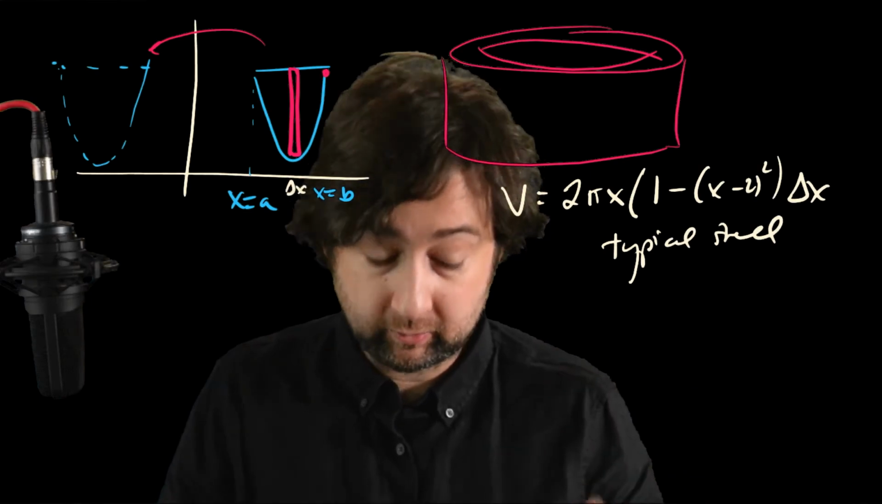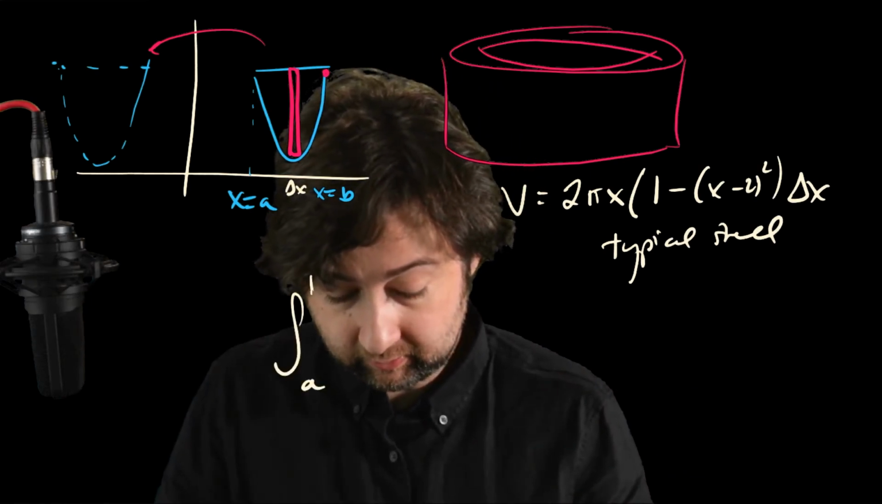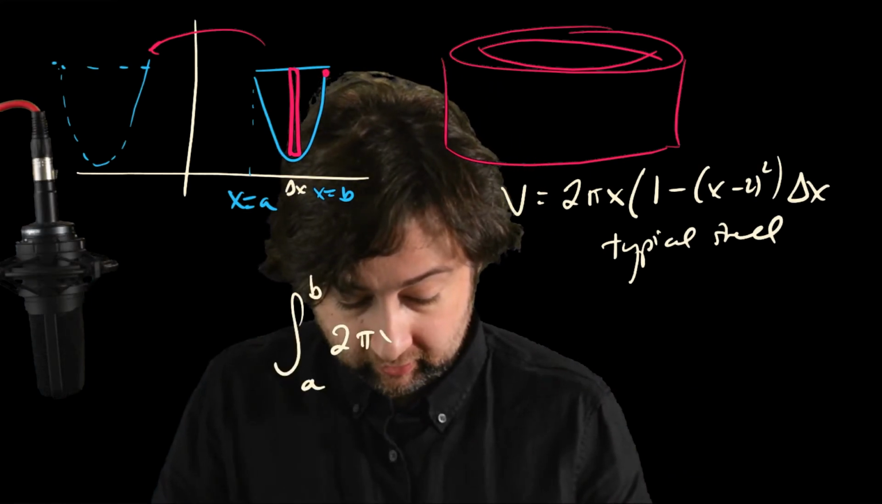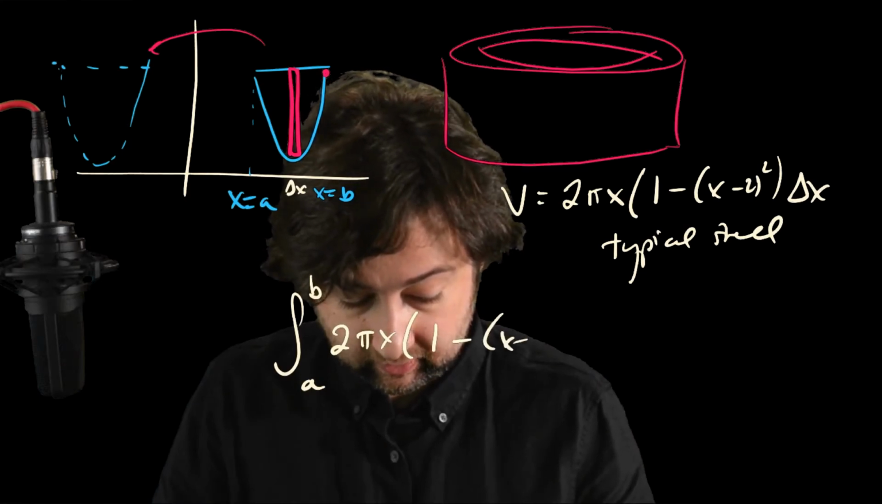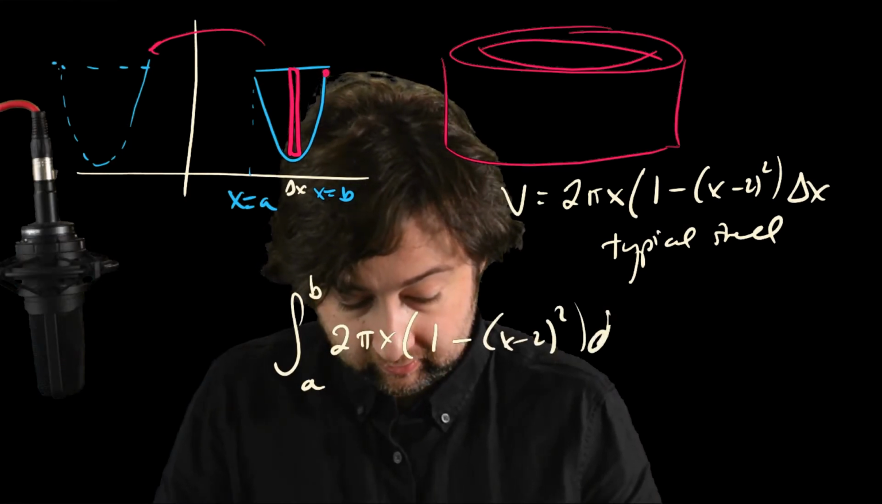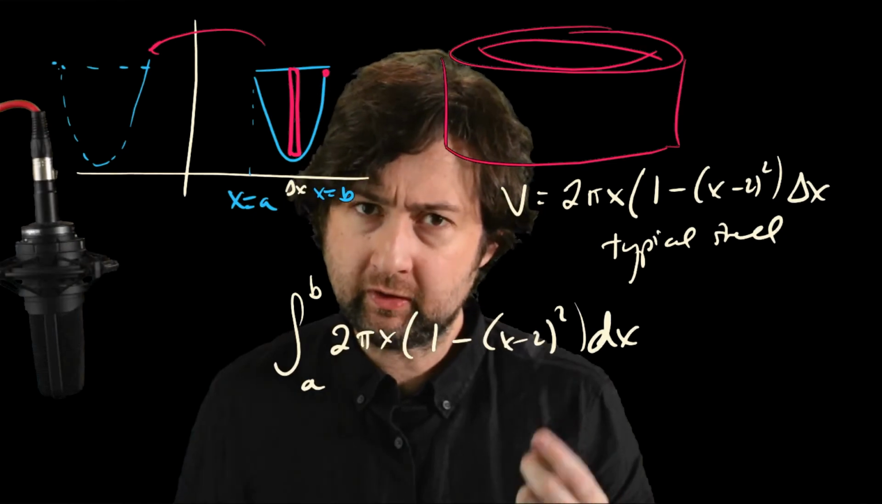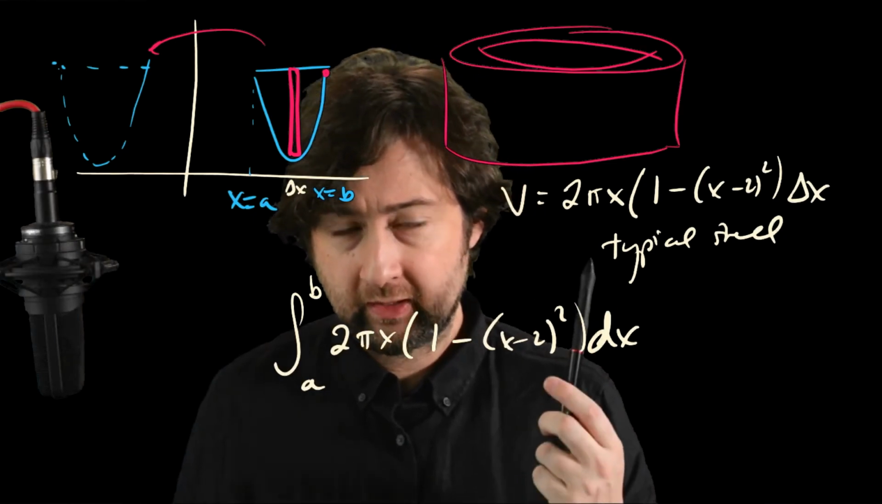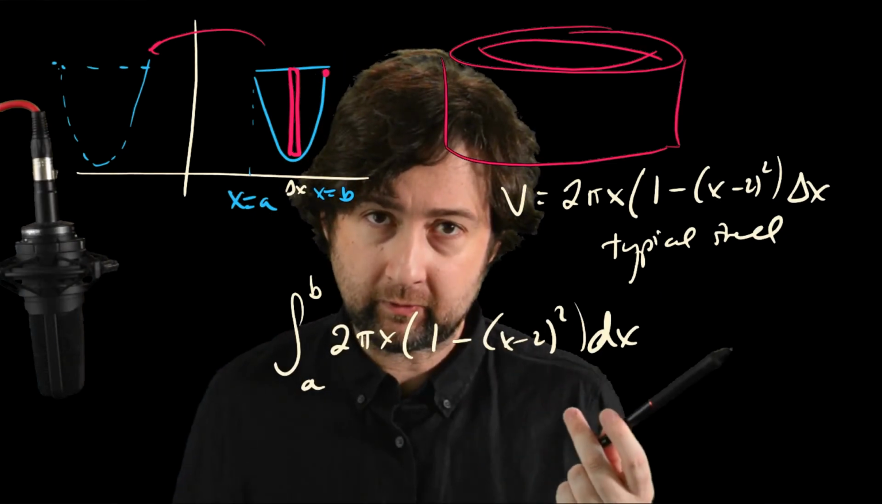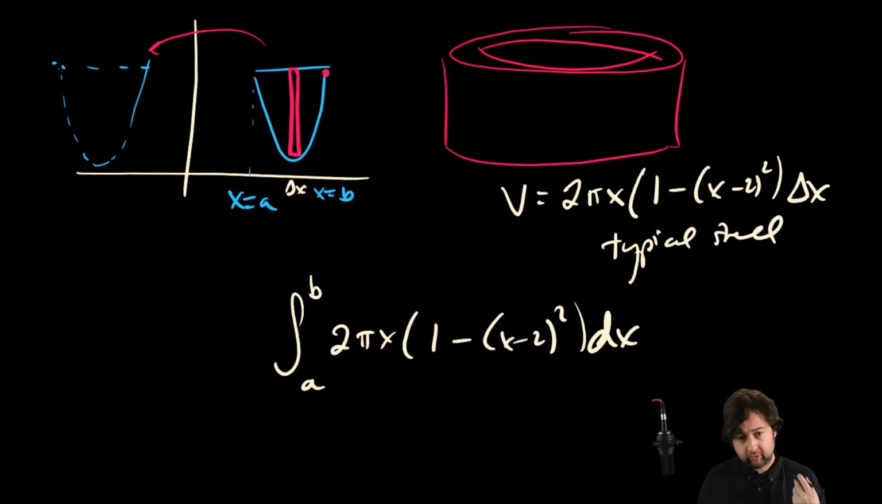And so the integral would be the integral from a to b of 2 pi x times 1 minus x minus 2 squared dx. You should still be able to look at this formula and tell where all the pieces came from. So when you look at it, the 2 pi x at the beginning, that's the circumference. The 1 minus x minus 2 squared is the height of the shell. And the dx is the thickness of the shell. And with the integral, what you're doing is just adding it up from start to end.